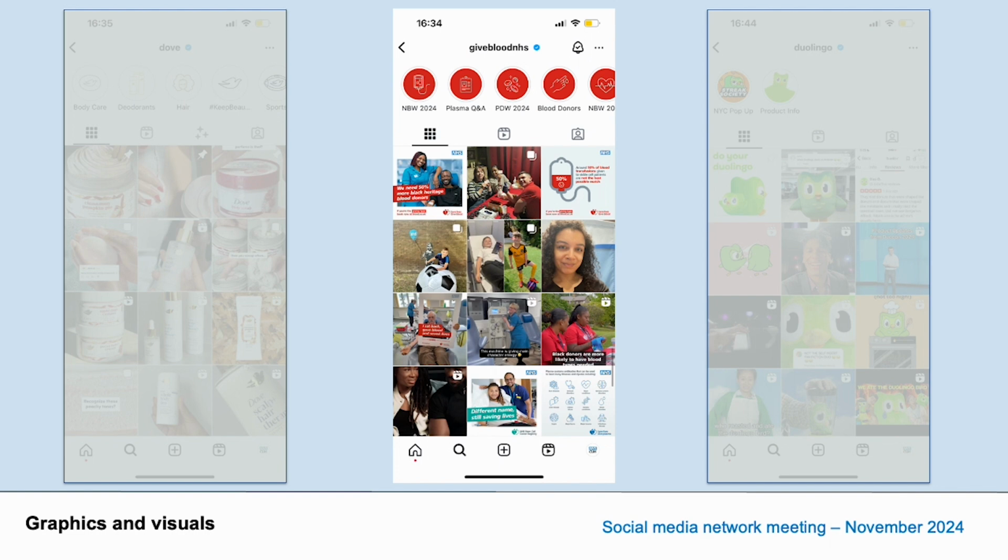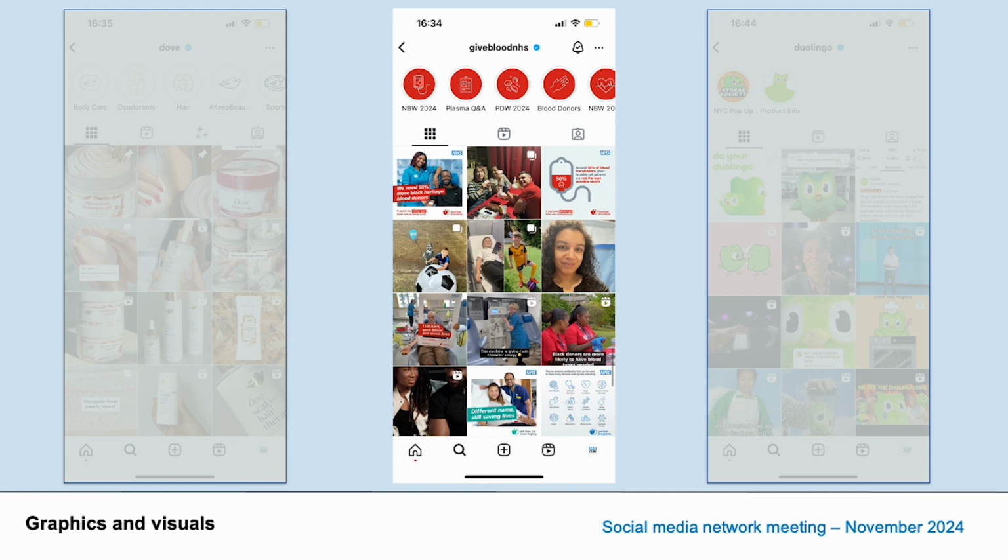So my next example has a much more direct link to our own social media profiles. It's another NHS account, so it's the Give Blood NHS Instagram. And as you can see, they use that consistent shade of red. That's the shade of their logo, and they have that all the way through their page.